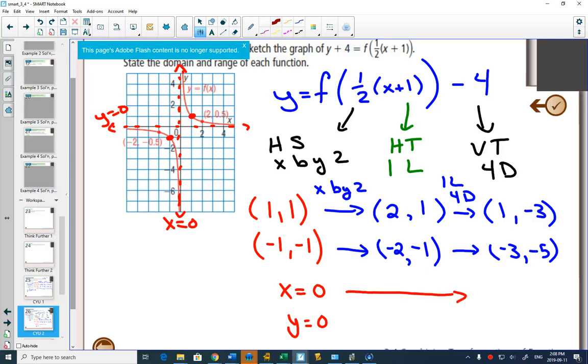Can you see that the x equals 0, which is your vertical one, when you move one to the left, it's going to become x equals -1. And your horizontal asymptote at y equals 0, when you move that 4 down, it's going to become y equals -4.